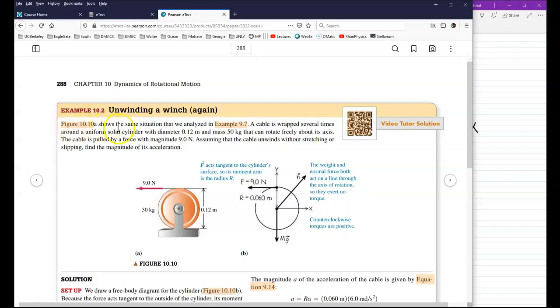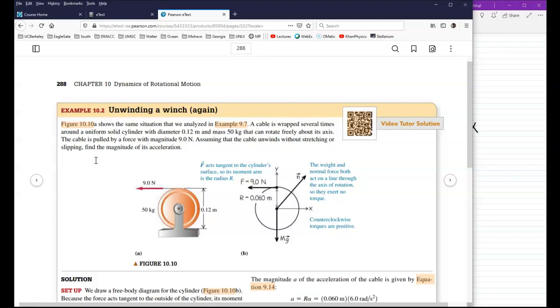It says figure 10.10 shows the same situation we analyzed in example 9.7. A cable is wrapped several times around a uniform solid cylinder with diameter 0.12 meters and a mass of 50 kilograms. This is the mass of the cylinder, this pulley, whatever you call it, that can rotate freely about its axis. The cable is pulled by a force with magnitude 9 Newton, not much. Assuming that the cable unwinds without stretching or slipping, we will always assume that, find the magnitude of the acceleration.